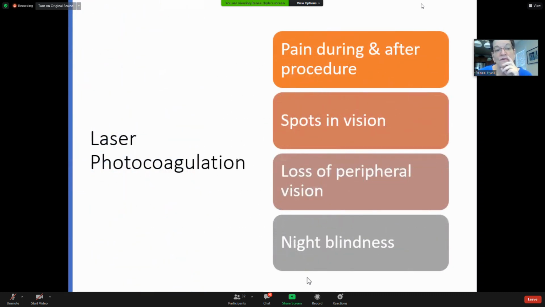Now, if they do the laser photocoagulation, it is painful, both during and after that procedure. There are often spots in their vision. There may be a loss of some of the peripheral vision, and they may experience something we call night blindness, meaning that their vision in low light situations is very poor. Okay.